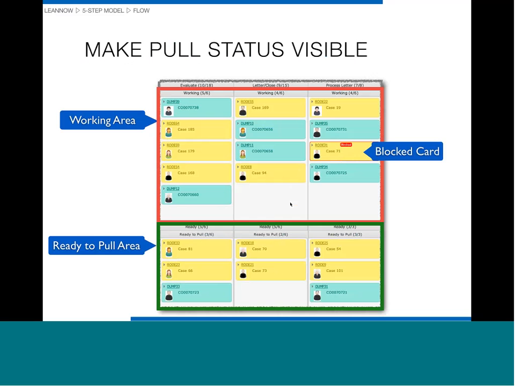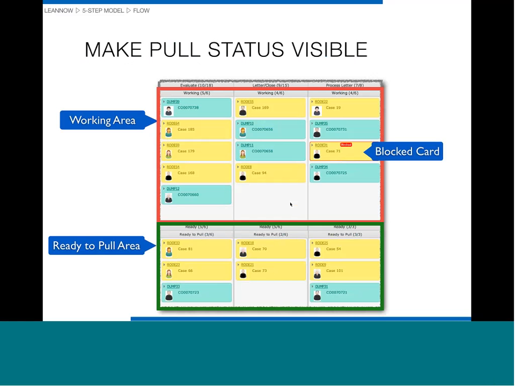We also want to make the pull status visible. So what we need here is several things. First, in the area in red there, that's the working area at the top of the Kanban board that I showed a minute ago. So that helps us to know that those cards are actually in process, being maybe on somebody's desk or being worked on by somebody. Maybe they have them in the field, or they have a record on a computer that they have their name on that they're working on.